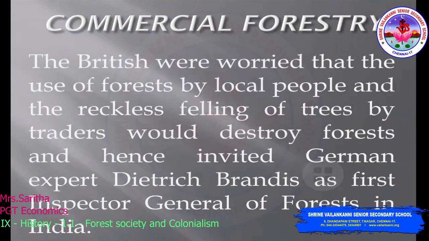Commercial forestry. The British were worried that the use of forest by the local people and reckless felling of trees by the traders would destroy the forest, and hence invited German expert Dietrich Brandis as the first Inspector General of Forests in India.